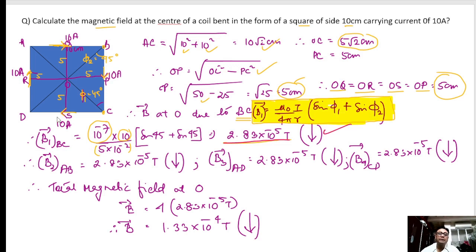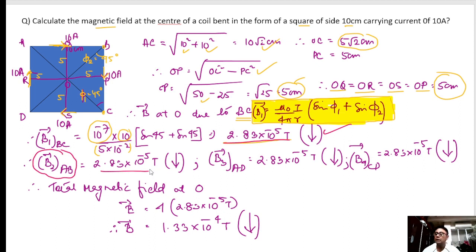Similarly, if I want to find the magnetic field due to AB, the value will be the same, and in AB the current is going like this, so it will be vertically up.